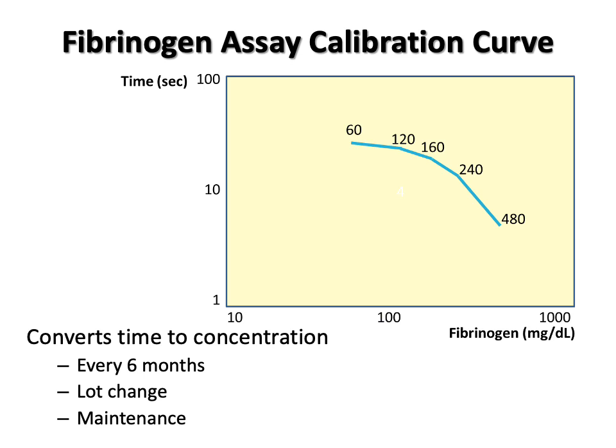This is an example of a fibrinogen assay calibration curve that allows the clotting time to be converted to fibrinogen concentration. It looks a little quirky, but remember that the concentration of fibrinogen is inversely proportional to the clot time. The calibration curve needs to be updated fairly frequently, at least every 6 months, or when there is a change in the lot number of reagents, or when instrument maintenance has been performed.